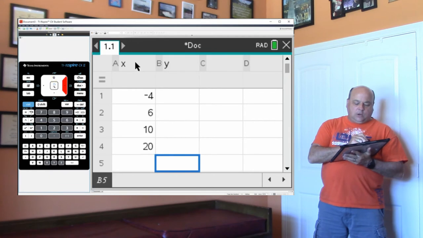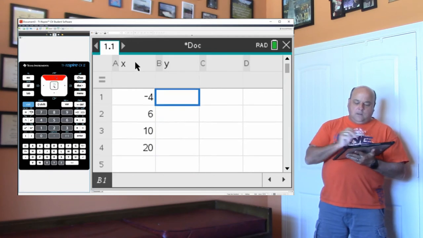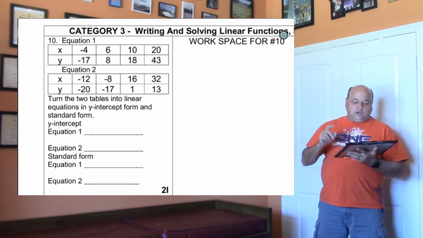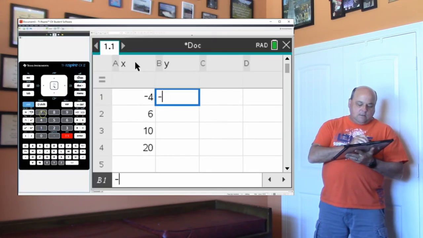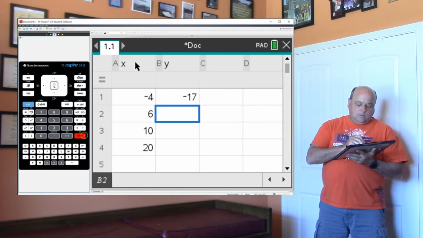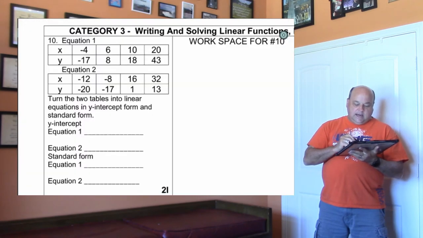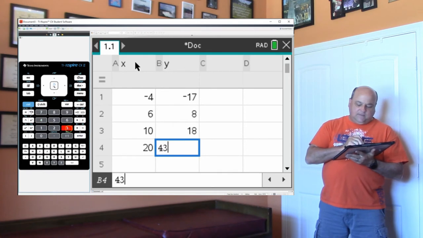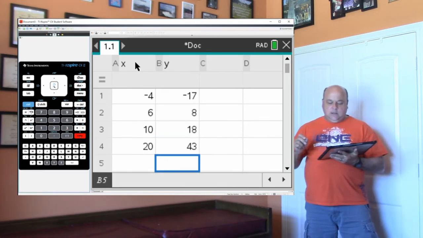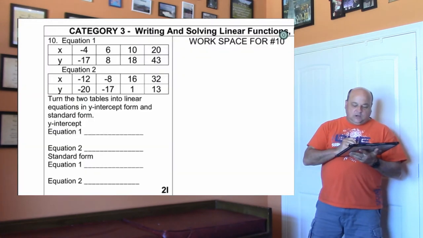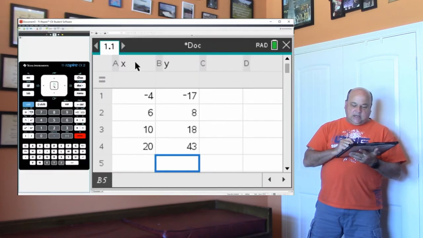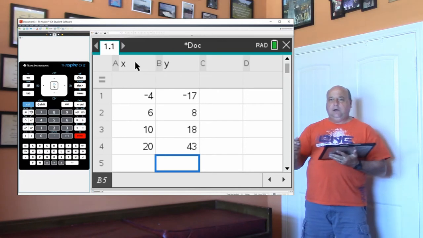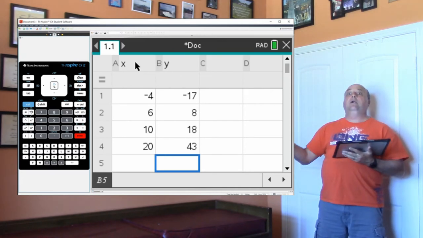Now then we're going to go up to row 1 in the B column. And now we're going to put in our Y's, which are what? Negative 17, 8, 18 and 43. Hopefully I made this table correctly, okay? So negative 4, 6, 10, 20. Negative 17, 8, 18, 43. Okay, I got my table in right. Make sure the numbers are put in right or it won't work.